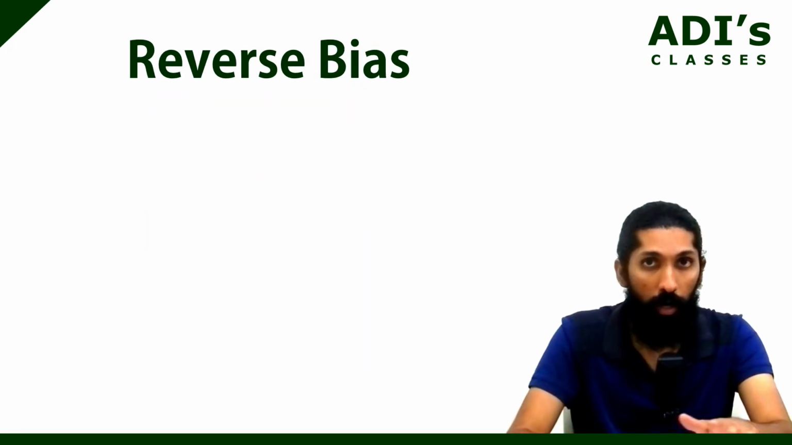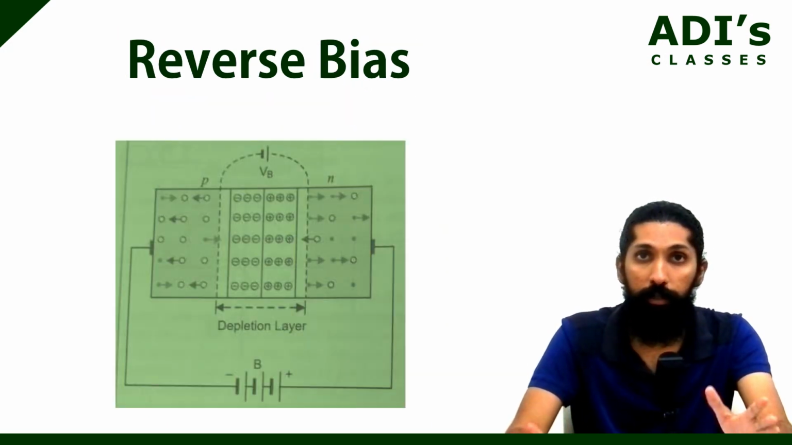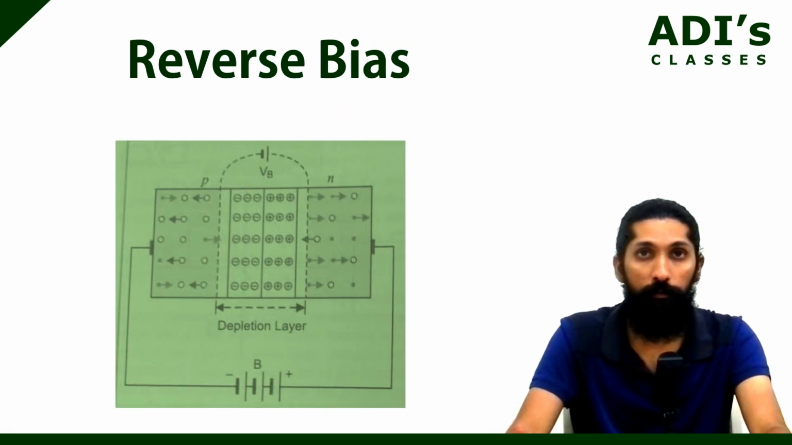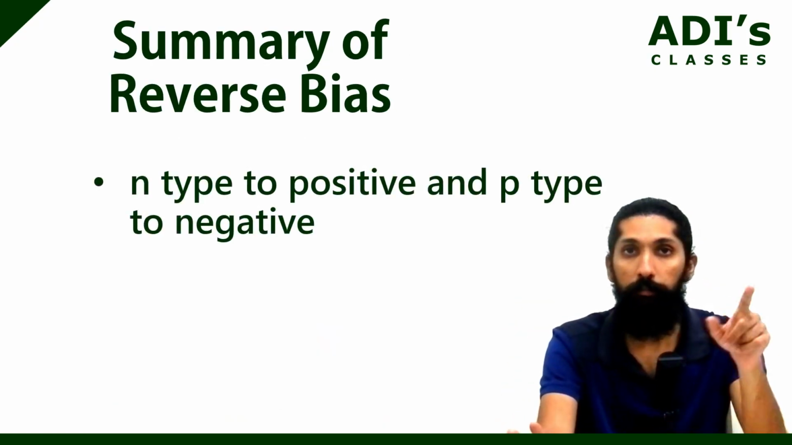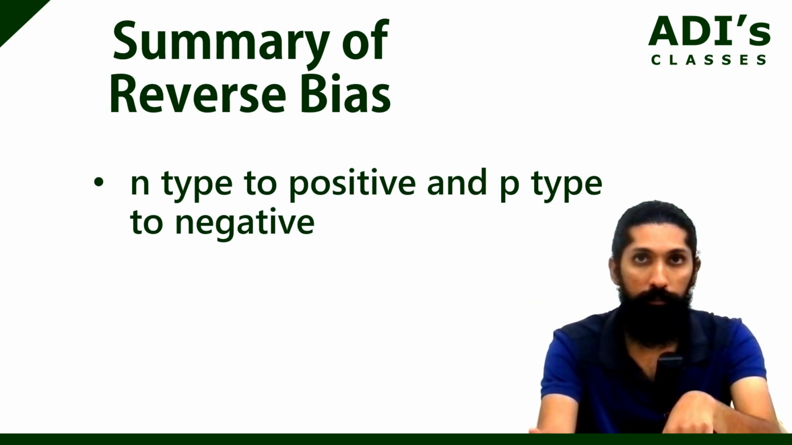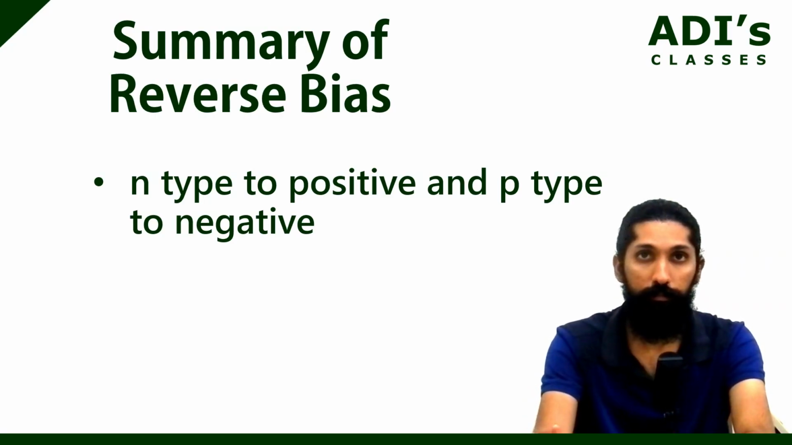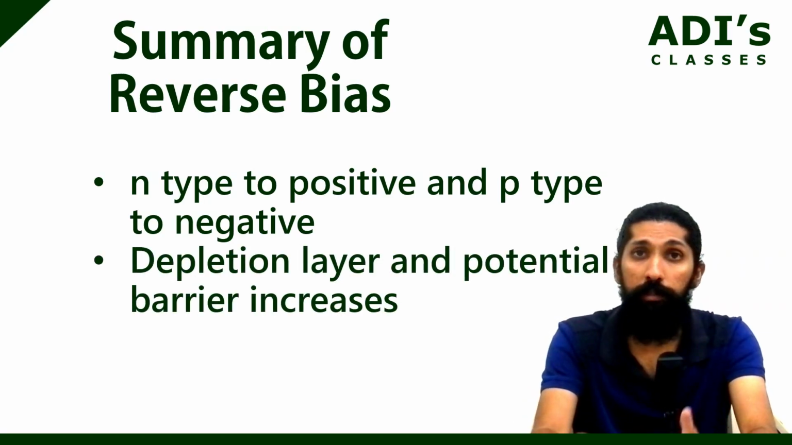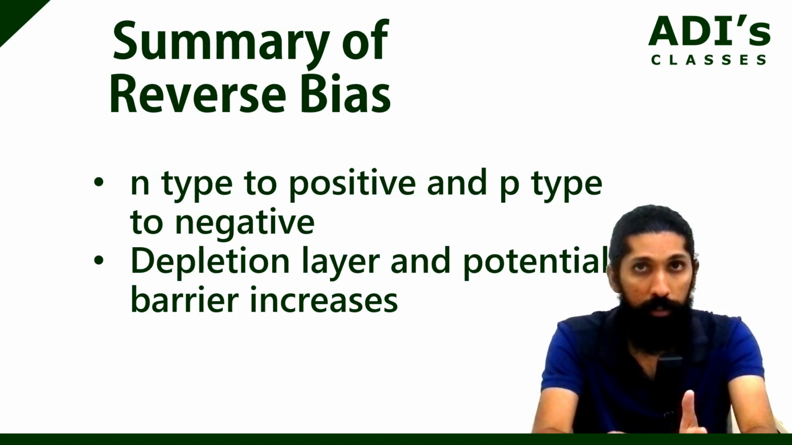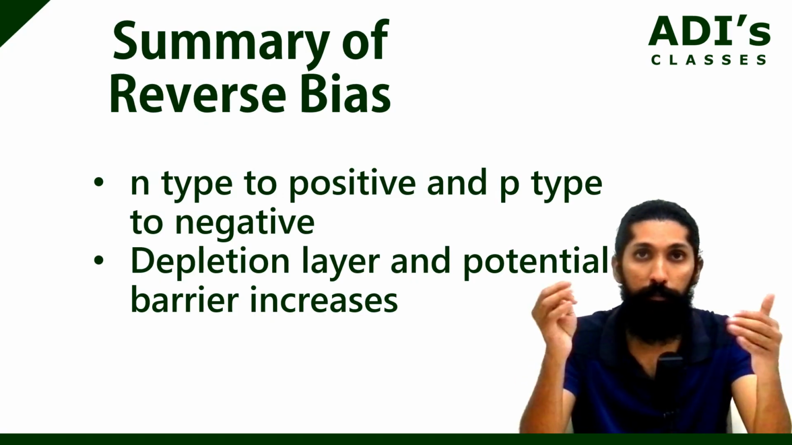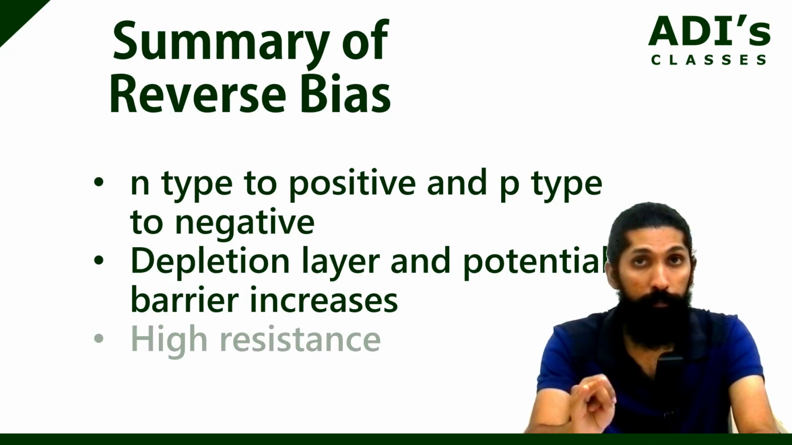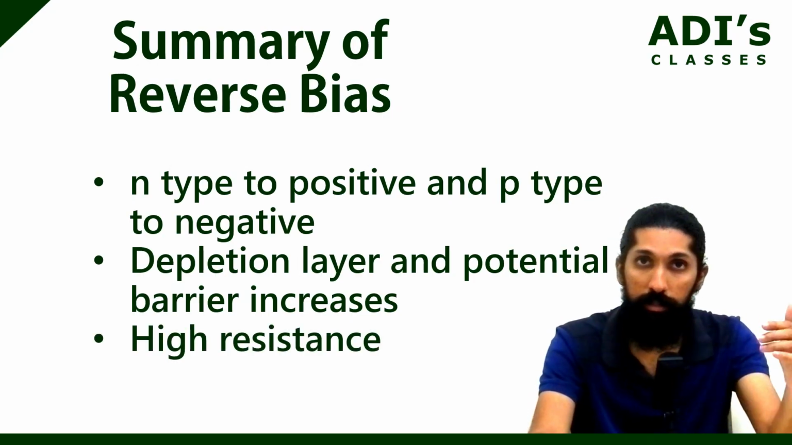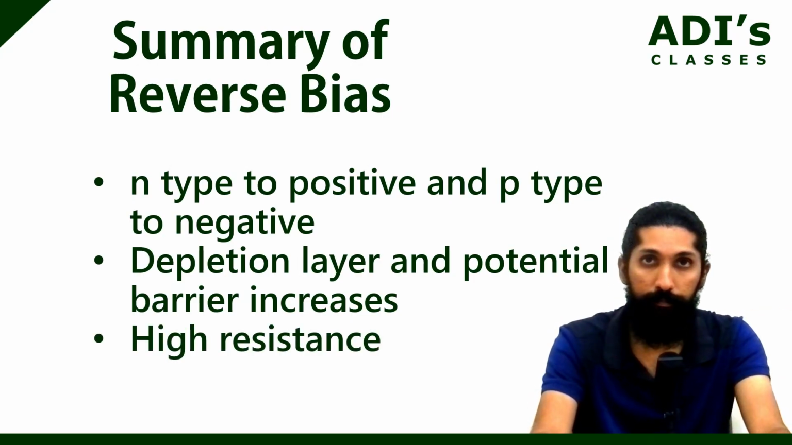Clear? So under reverse bias, what are the points we need to remember? Like a quick summary. First, what is reverse bias? You should know how it is connected: P-type to negative, N-type to positive. This is the first very important thing. Second, what happens to the depletion layer? The depletion layer increases and the potential barrier also increases. Third, what happens to the resistance? Resistance in reverse bias is very high.